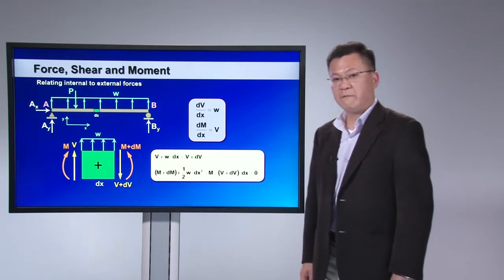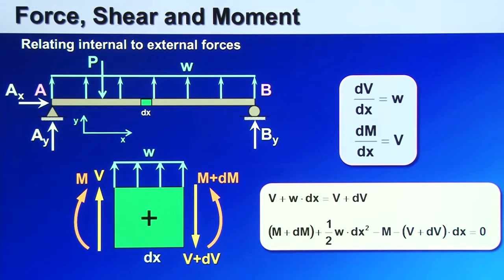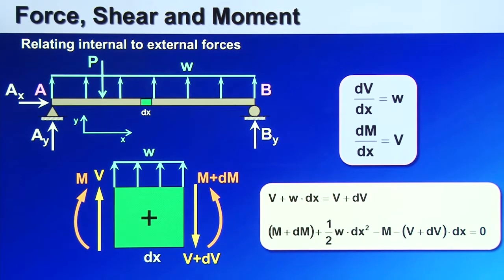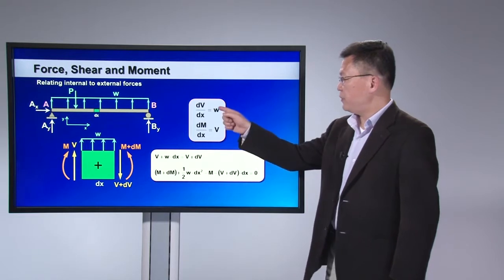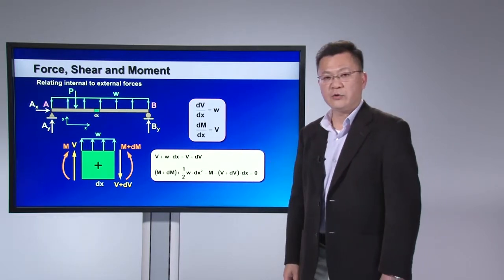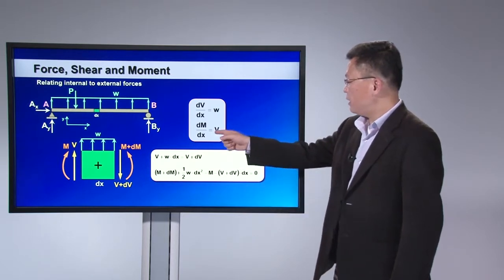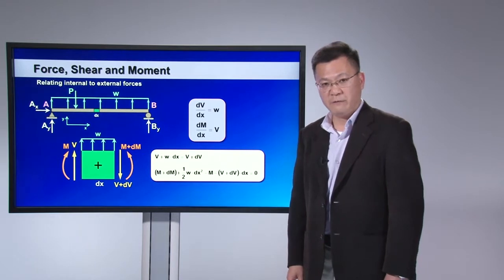Two equations. The first equation shows dV over dx is equal to W, and the second equation is dM over dx is equal to V. Physically, it tells you that the slope of the shear force is equal to the magnitude of the distributed force, while the slope of the bending moment is equal to the magnitude of the shear force.